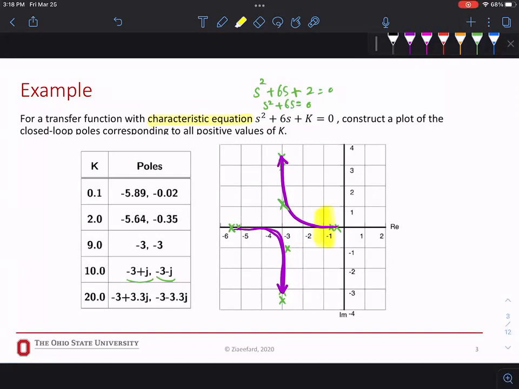Does this locus make sense to you? What's the point of having root locus?